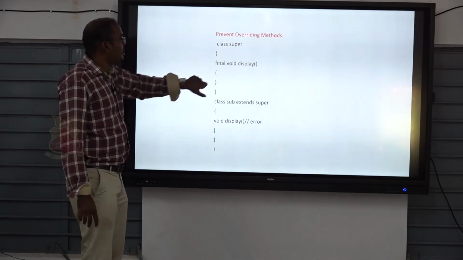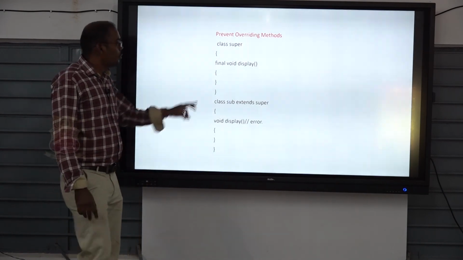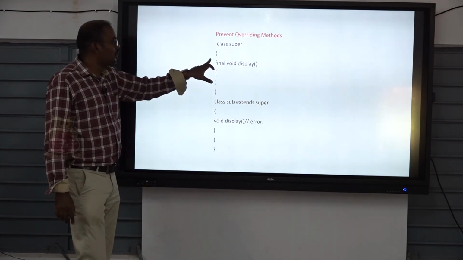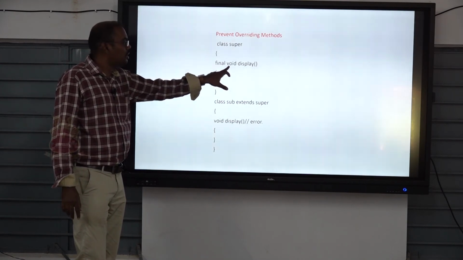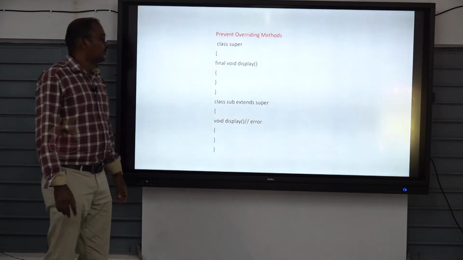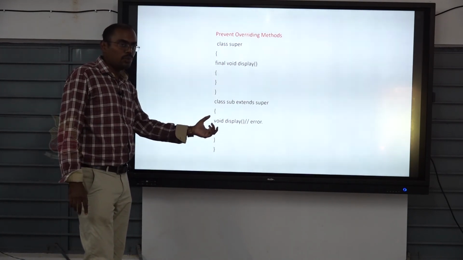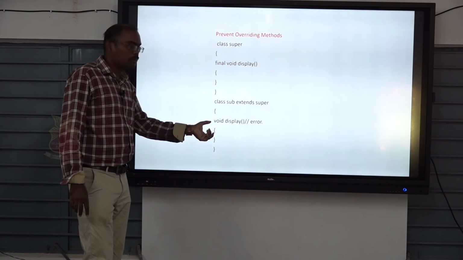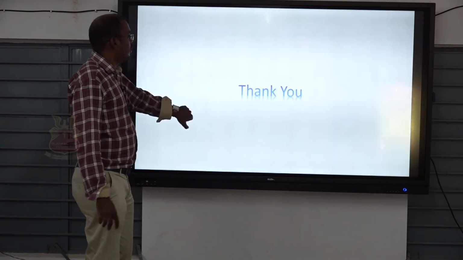Next, to stop method overriding. If we include final in a superclass method, we cannot override that method in any subclass. If you try to write the same version of the method in a subclass, it will show an error. Okay. Thank you.